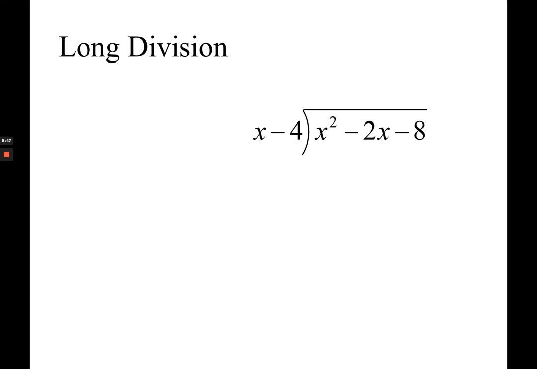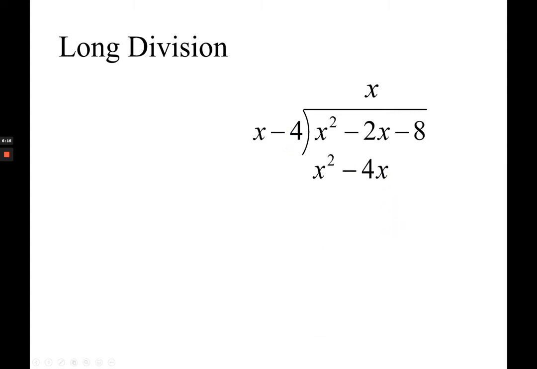Next example, you have here x squared minus 2x minus 8 divided by x minus 4. First step, there's no more guide. You have to divide your x squared by x, which is equal to x. You write your x on top of negative 2x. After that, multiply x times x minus 4, which gives x squared minus 4x.